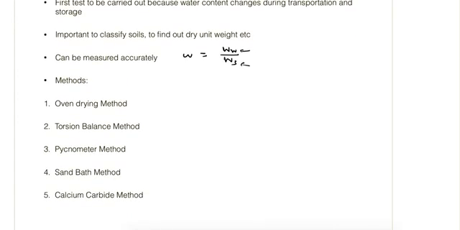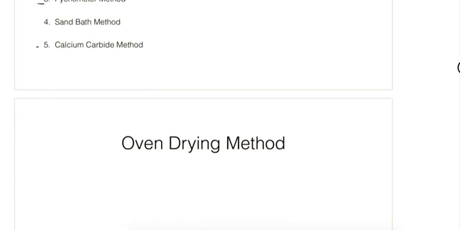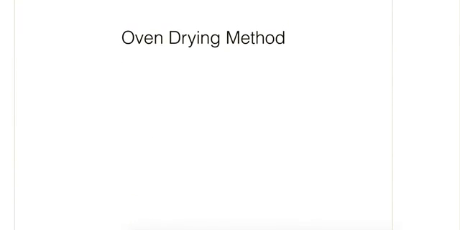There are some methods which we are going to cover. First is oven drying method, then torsion balance method, pycnometer method, sand bath method, and calcium carbide method. So let's see them one by one. First is oven drying method.